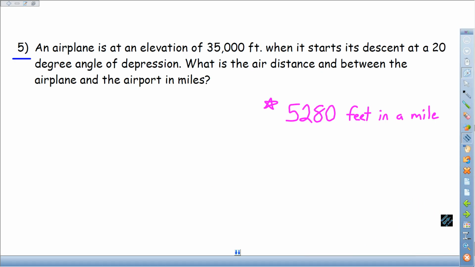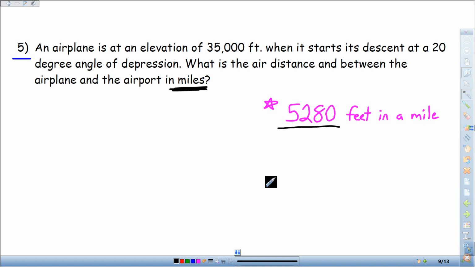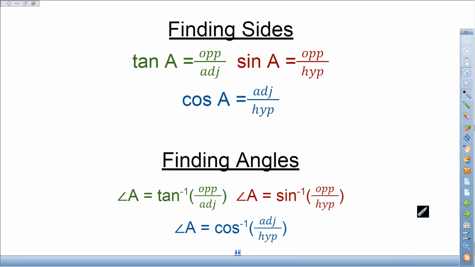And then the last thing, real quick, on number 5, this problem is giving you your units in feet, if you notice. Then at the very end, though, they want you to find your answer in miles. So all you need to do is, once you get your answer, which will be in feet, to convert it into miles, you will divide by the number of feet in a mile, which is 5,280. So you'll just divide your final answer by this and it'll convert it into miles and you'll have what they're asking for. Cool. So here are your trig ratios for finding sides and angles. So try these out and good luck. We'll see you.